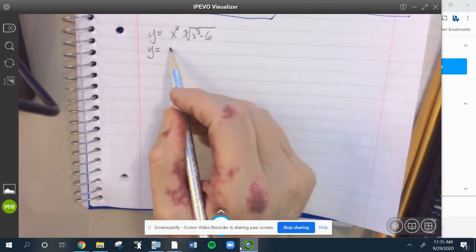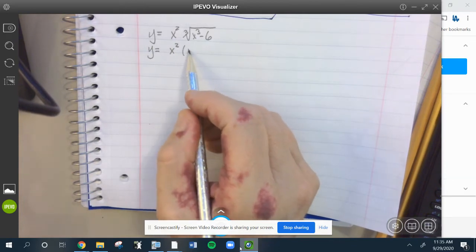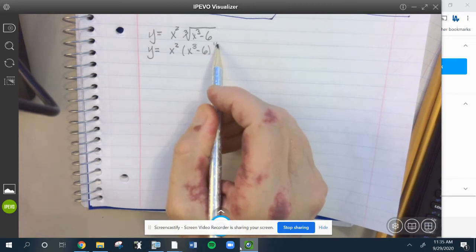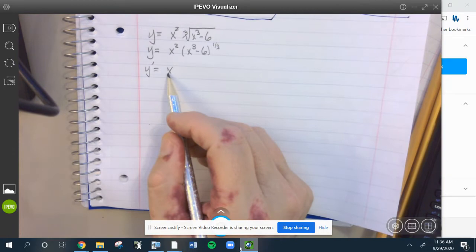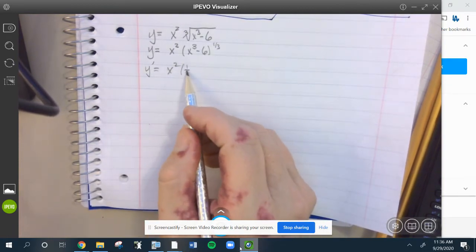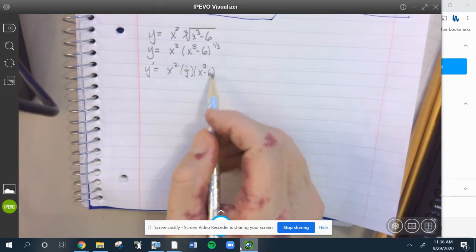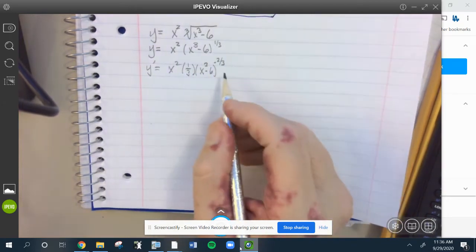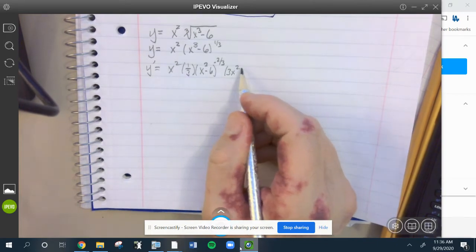Product says you take the first times the derivative of the second. So before I do that, let me rewrite this. First times the derivative of the second, which, following the chain rule, is 1/3, leave the inside alone, x cubed minus 6 to the negative 2/3, times the derivative of the inside. The derivative of x cubed minus 6 is 3x squared.